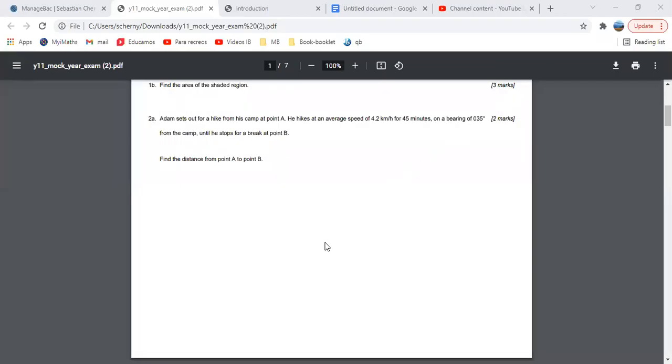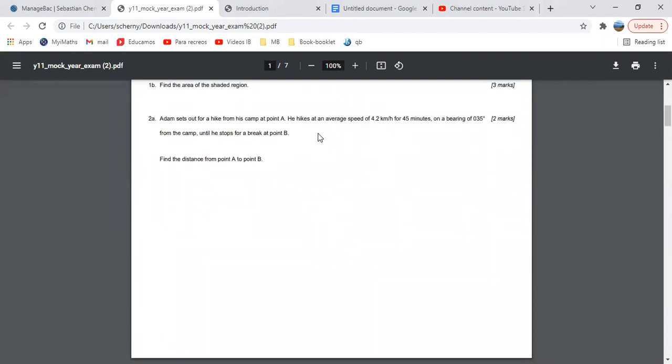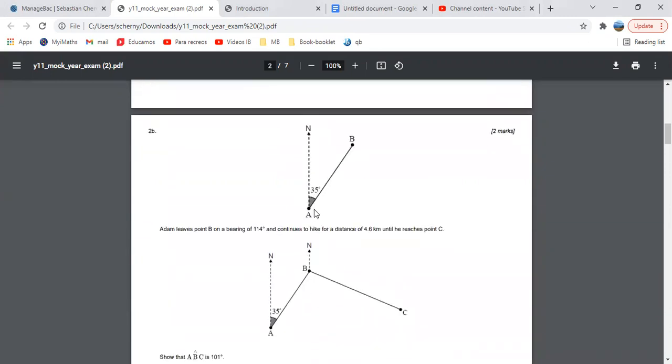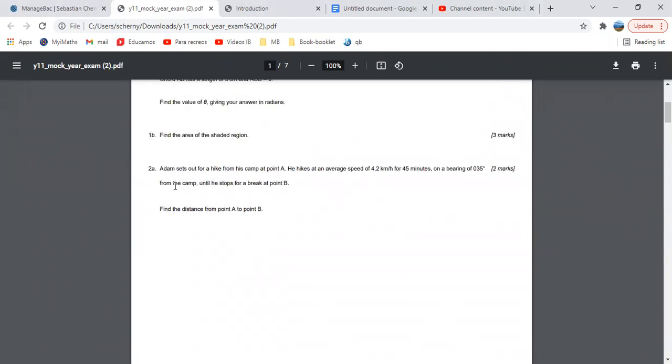Okay, so in this video, we will solve this exercise that says, Adam sets out for a hike from his camp at point A. We see the diagram below. Here is the diagram. So he hikes at an average speed of 4.2 kilometers per hour for 45 minutes, on a bearing, so an angle of 35 degrees from the camp. So this is the bearing, the angle between AB and the north direction is 35 degrees. So on a bearing of 35 from the camp until he stops for a break at point B. So find the distance from point A to point B.